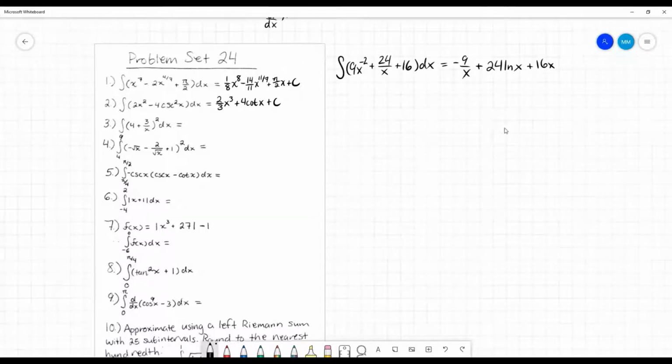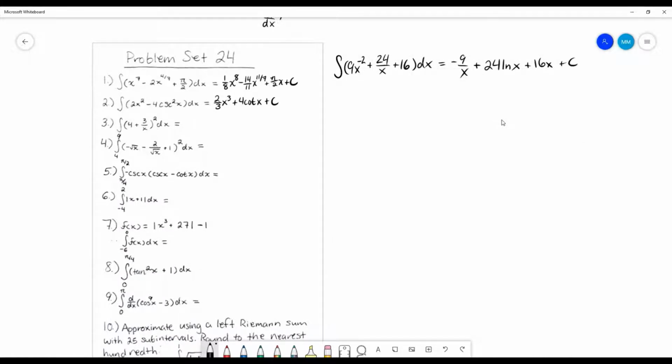It won't let me write that because of where it is. Plus c. And that's all there is there. Natural log x plus c. Okay. This next one is a definite integral. It's a little bit more tricky for us.